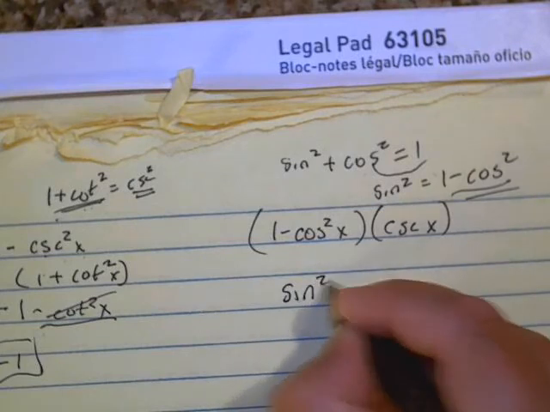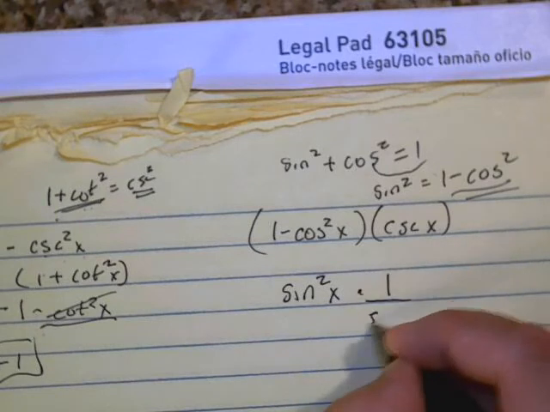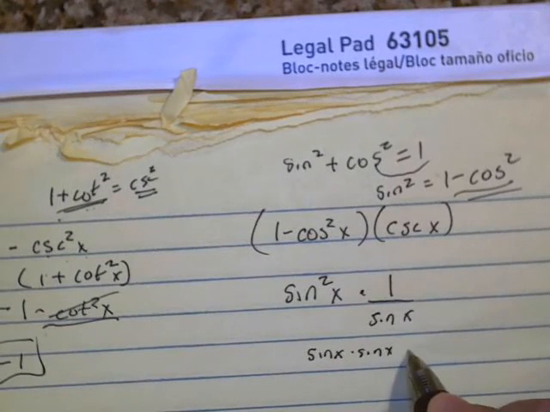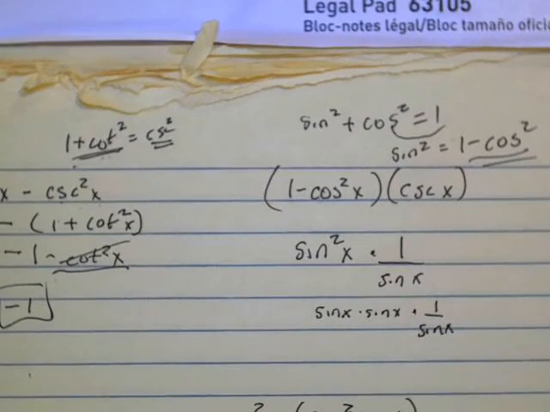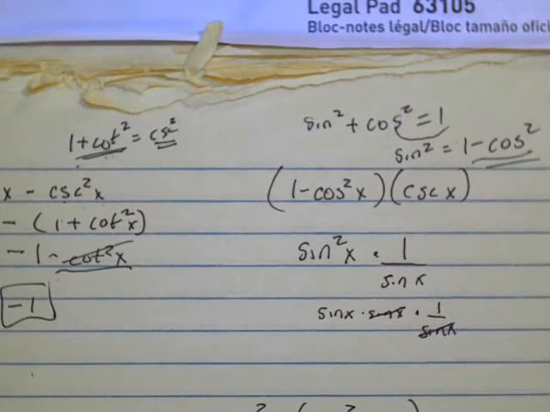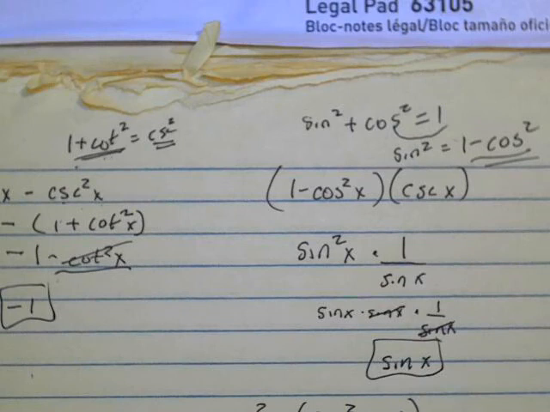So I have sine squared x times cosecant x, and I know that cosecant x is 1 over sine x. So now I have sine squared x in the numerator, and what that really is, is sine x times sine x. You don't have to write that out, but I'm just showing you. So now I have a sine in the numerator and a sine in the denominator that will cancel. So I have nothing left in the denominator. I just have sine x times 1. So the answer here would be sine x. So we used a Pythagorean identity on both of those.